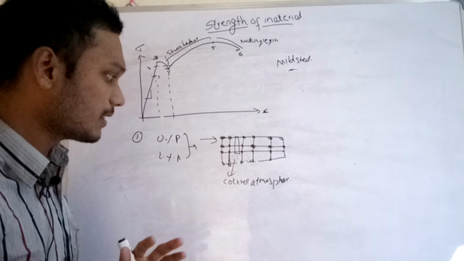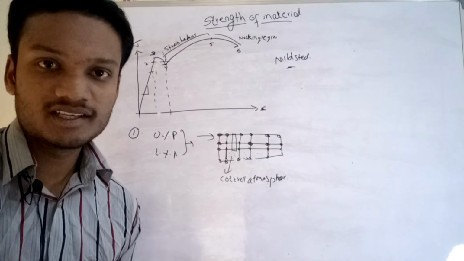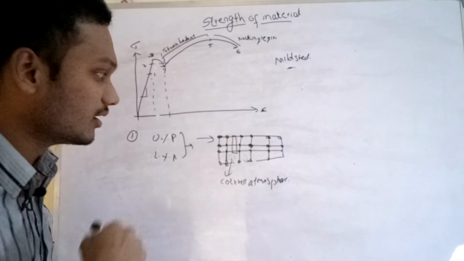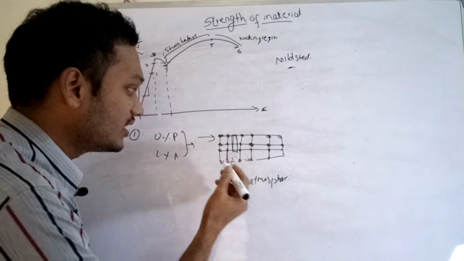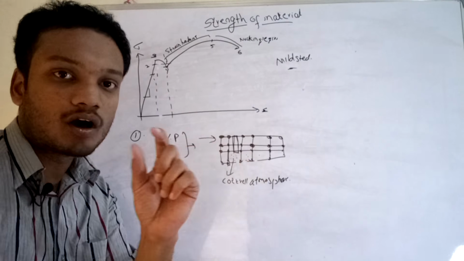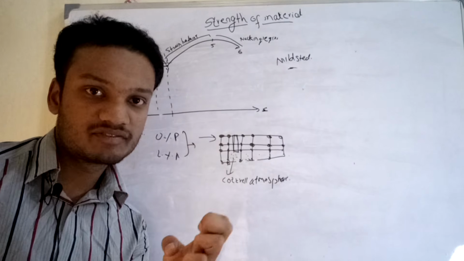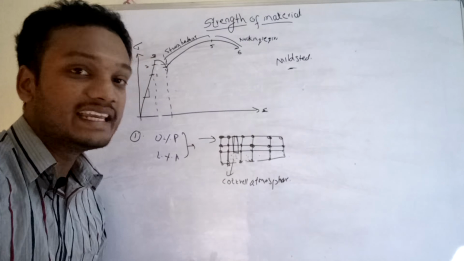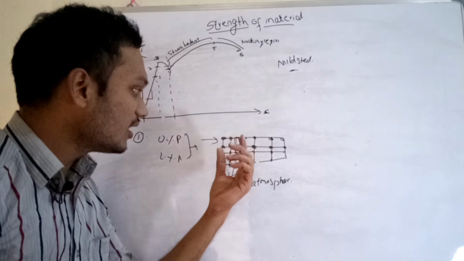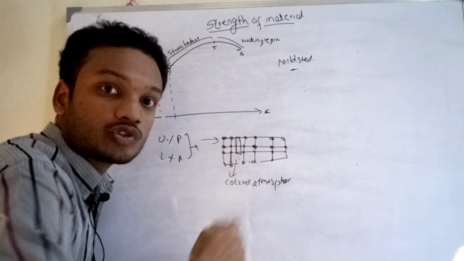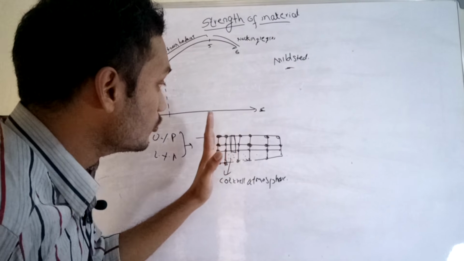Now, up to the proportional limit load, nothing happens. But when you apply the load beyond the proportional limit, this slip plane tries to move. But because of the Cottrell atmosphere, the carbon and nitrogen atoms present here create a stress field. Because of this stress field, it restricts the movement of the slip planes for further movement. Because it restricts the movement of the slip plane, it requires more load for the movement of the slip plane.